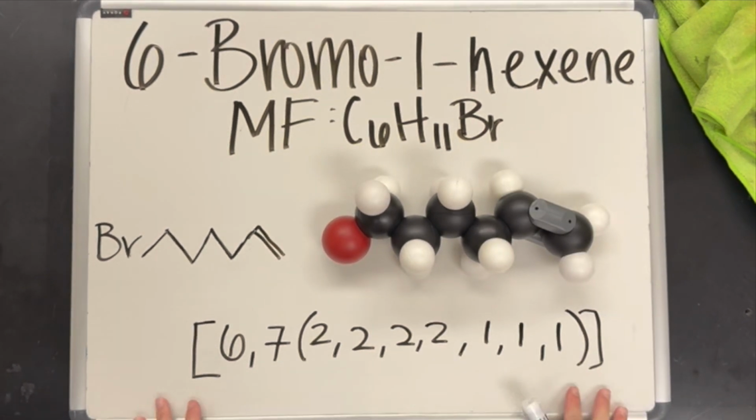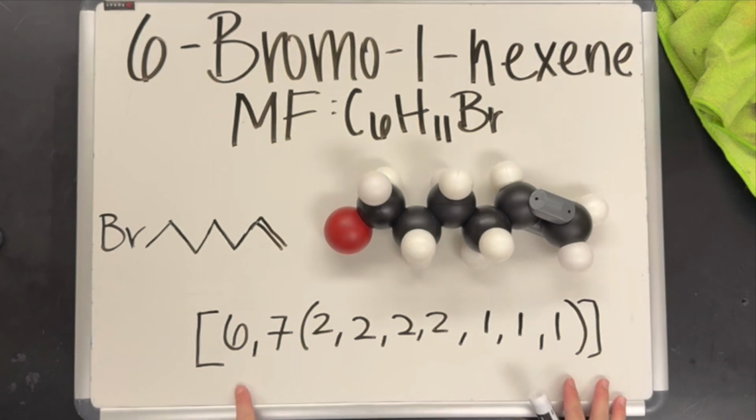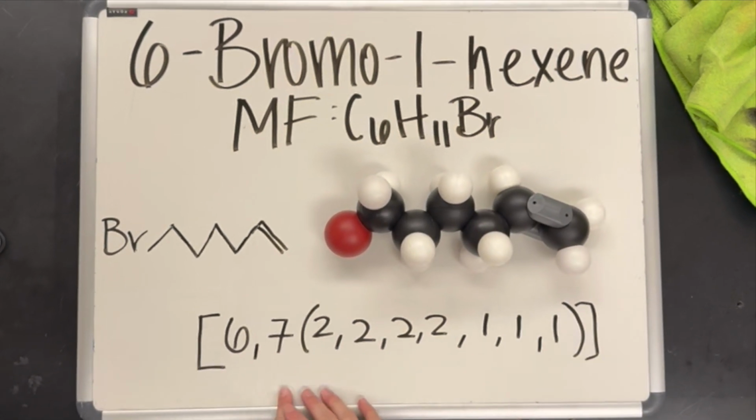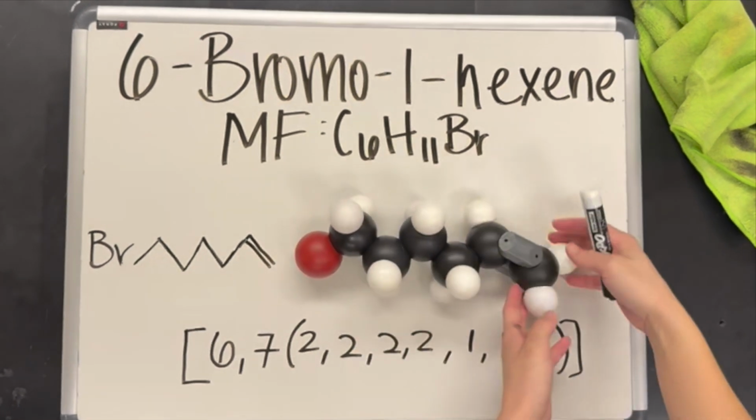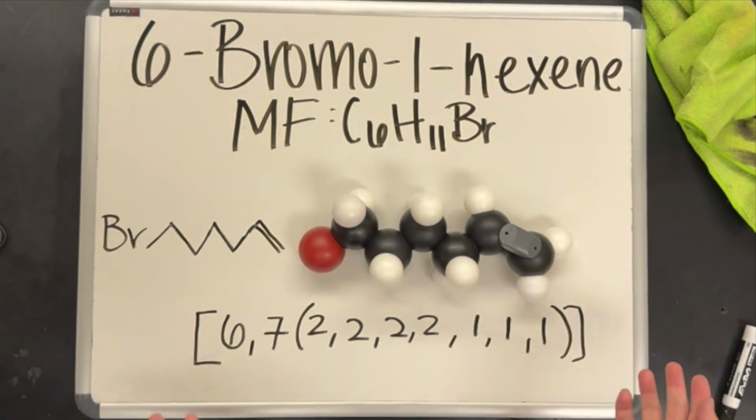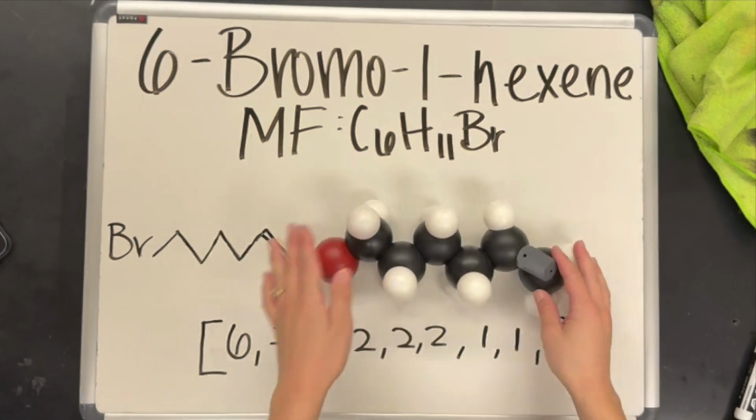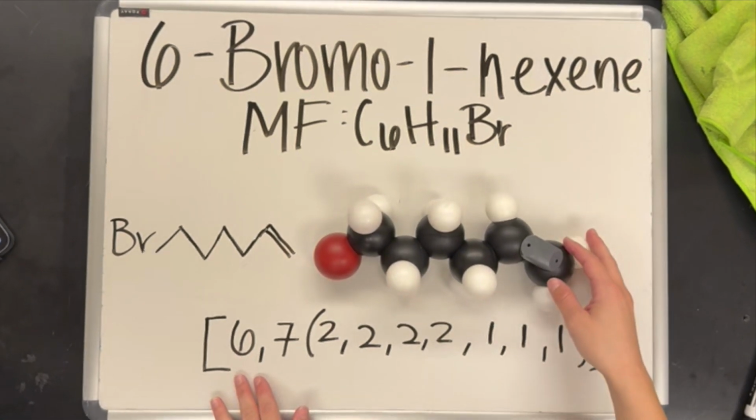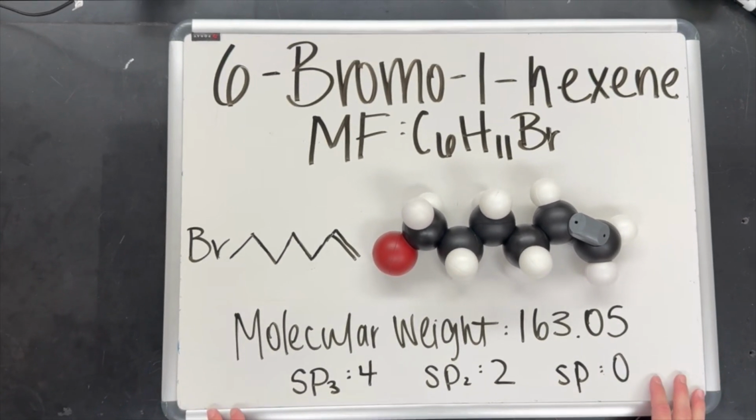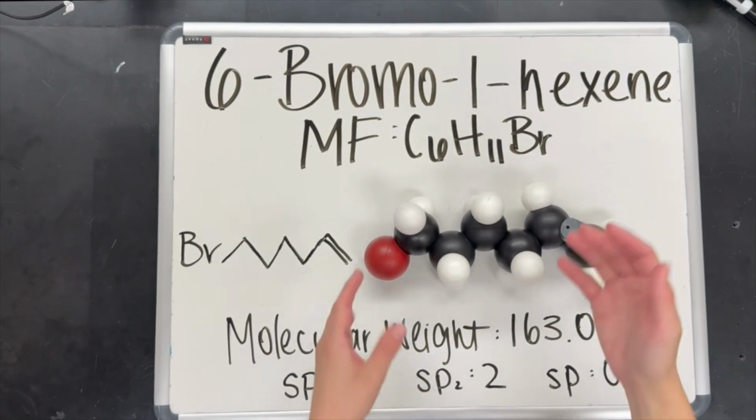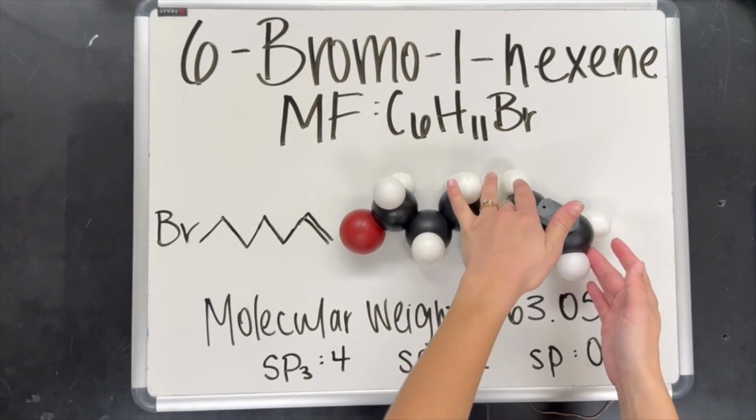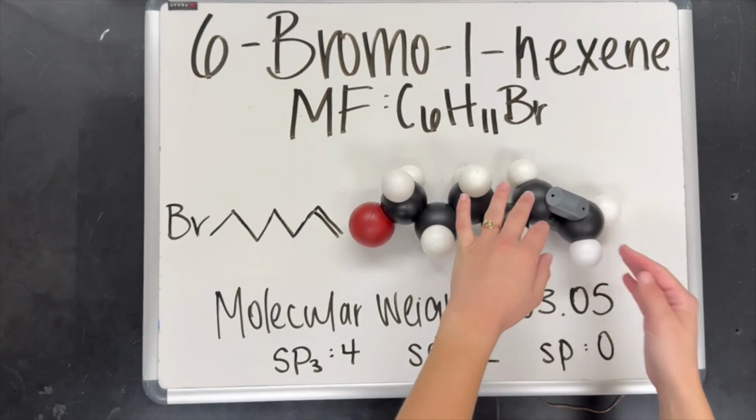So this is the uniqueness set. So these are the 6 unique carbons that are in this molecule, and here are the 7 unique hydrogens that are seen throughout this molecule. So since there are 6 carbons throughout this entire molecule, it means that each carbon possesses a unique trait. This molecule has a molecular weight of 163.05, and these are the 4 sp3 hybridized carbons, and these are the sp2 hybridized carbons.